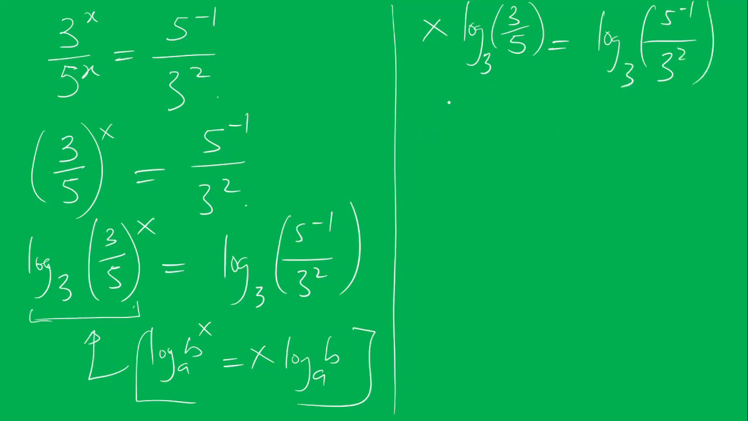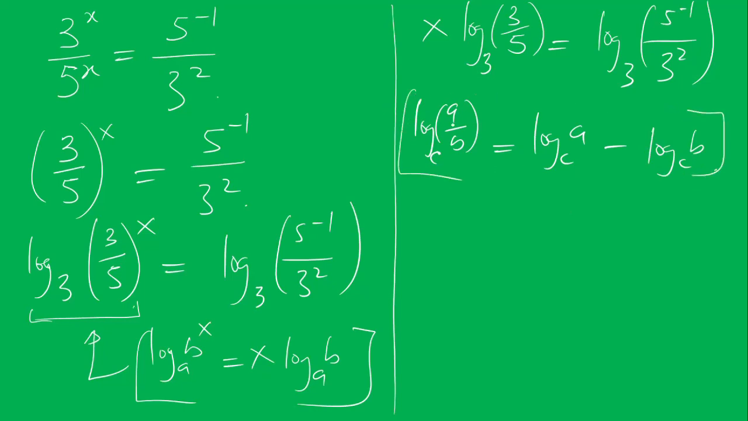Now, having done this, we will make use of another law of logarithms, where log of a divided by b, let's say base c, is equal to log a base c minus log b base c. So we're going to apply this rule to the term on the left hand side and on the right hand side. Now, applying that rule here, we now have x.